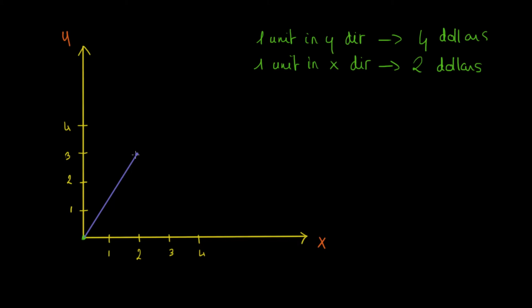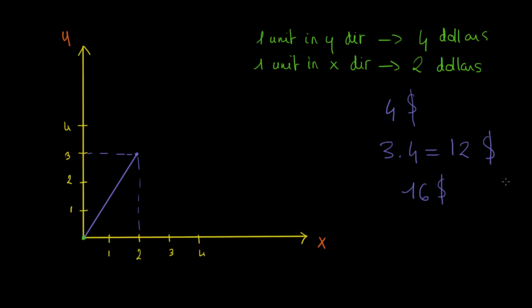How much money have you won? Well, first, the money you've won in the x direction. What is it? You traveled 2 units in the x direction. So the money you won in the x direction is equal to 2 times 2, $4. Now, you traveled 3 units in the y direction. So how much money have you won in the y direction? 3 times 4 equals $12. So by going to this point right here, you've won a total of $16.